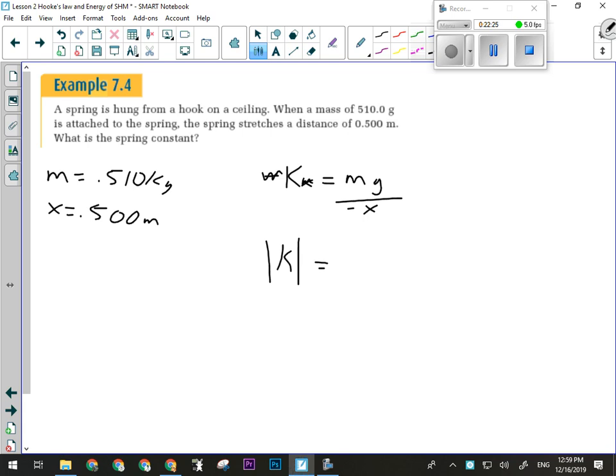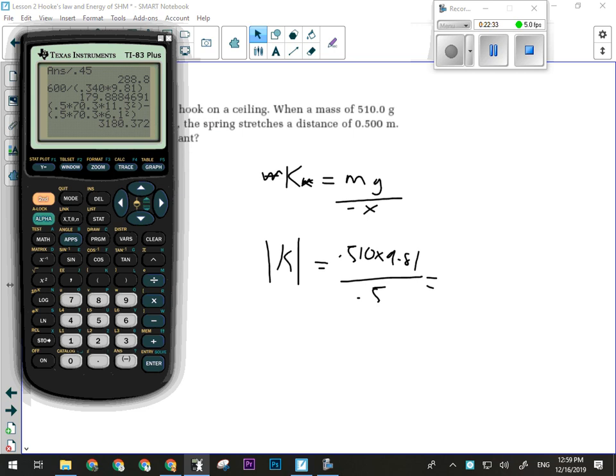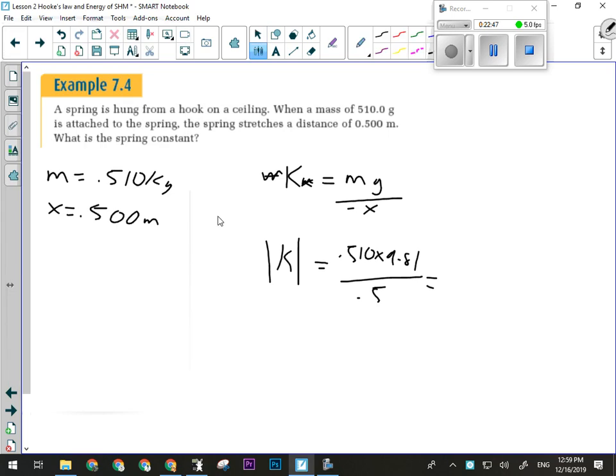Okay? So in this situation, we're going to have 0.510 times 9.81 divided by 0.5. And that'll give us our spring constant. So 0.51 times 9.81 divided by 0.5. All right, so the spring constant of this spring is 10 newtons per meter.